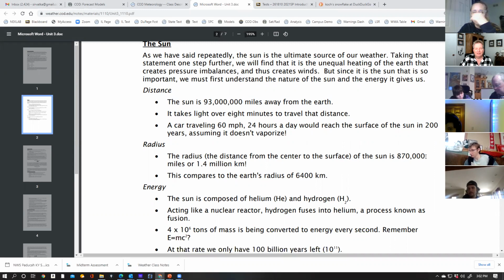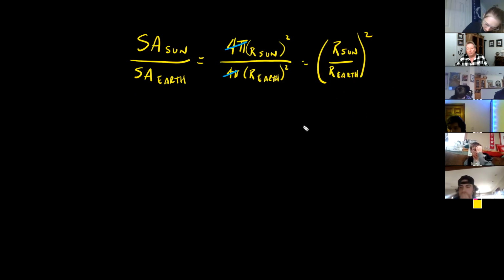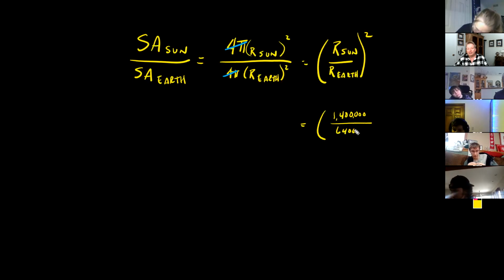870,000 miles or 1.4 million kilometers, compared to that of the earth, which is 6,400 kilometers. So what I could have done is, it doesn't matter which unit I use, 1,400,000, that's 1.4 million, divided by 6,400 squared. Okay, so the first thing, 2 zeros go away. So what is this number? What's 1.4 million divided by 6,400? $218.75.